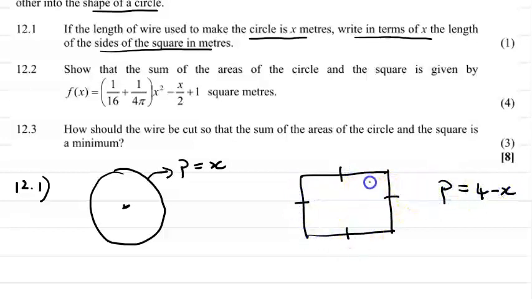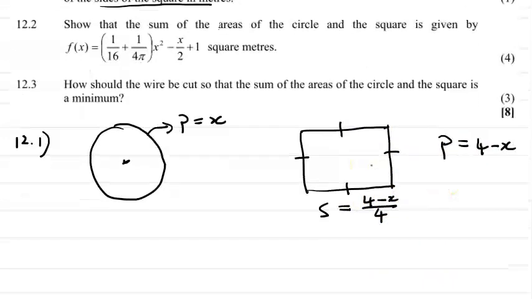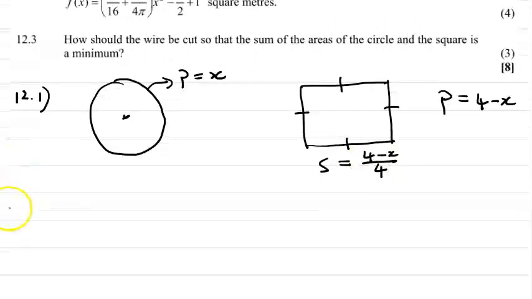Therefore, if the perimeter is 4 minus x, the side of the square will be 4 minus x over 4. So one side of the square, because remember all sides in a square are equal, will be 4 minus x over 4. Okay, so that will be 12.1.